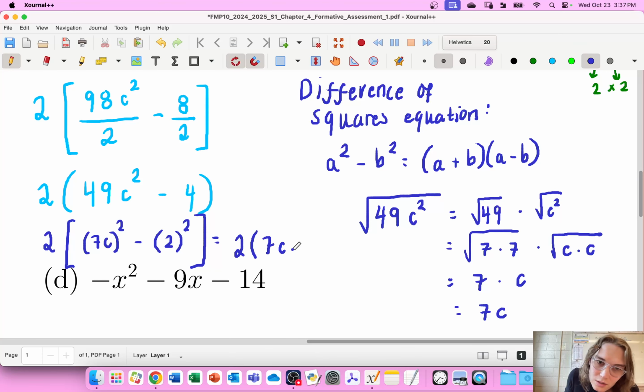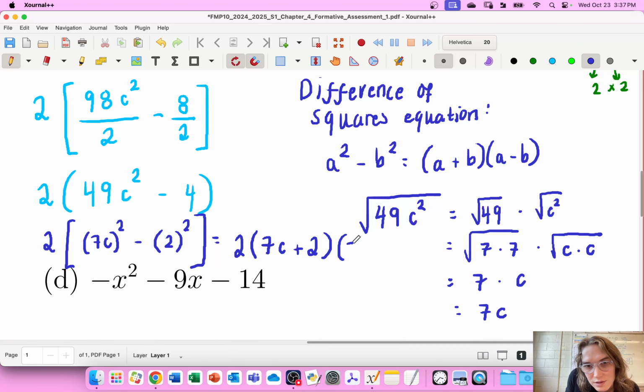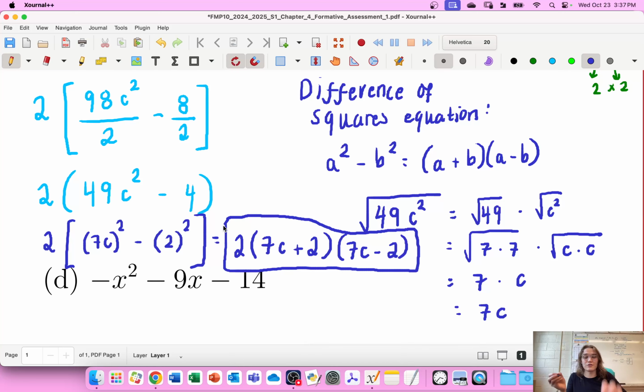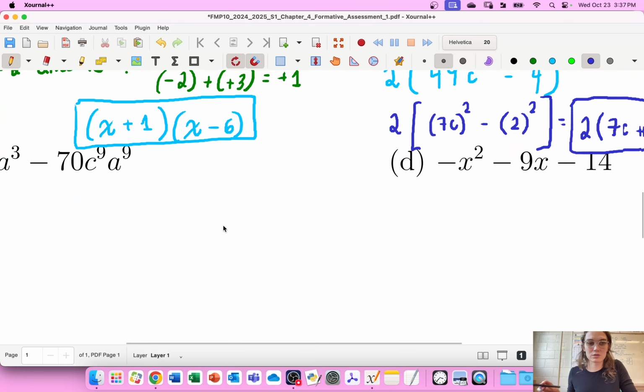7c plus 2, 7c minus 2. Okay. You don't have to necessarily show all of this work. You can just show yourself factoring out the GCF. Like, it's not about this. It's just I'm going in depth right now because I might as well do that.